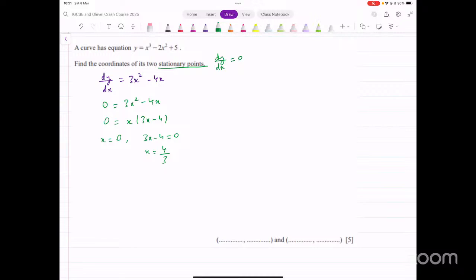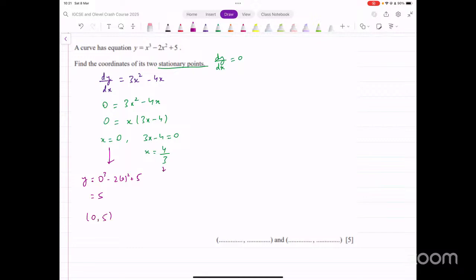Now, we wanted the coordinates of the stationary points. That means we also want the y coordinates. So now we can put these values of x back in the function to get the corresponding y values. If I input x equal to 0 in that original function, what do I get from that? 0 cubed minus 2 into 0 squared plus 5, and that will just be 5. So the first point, therefore, is 0, 5.